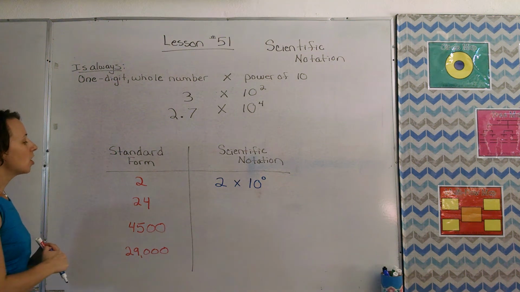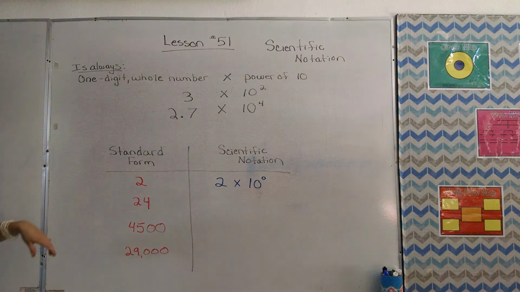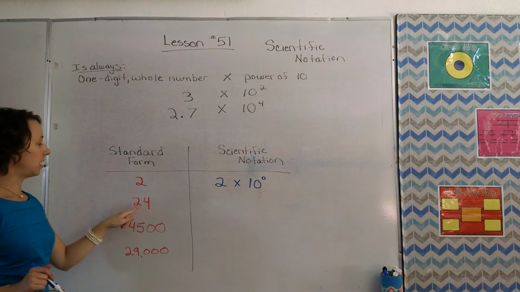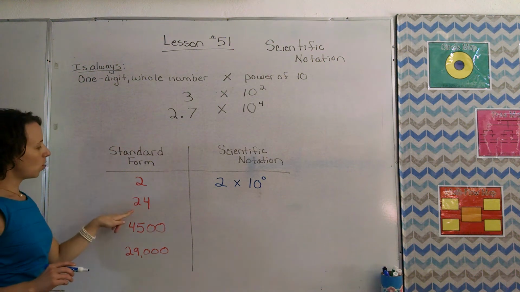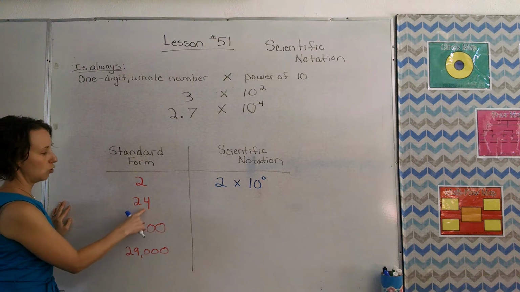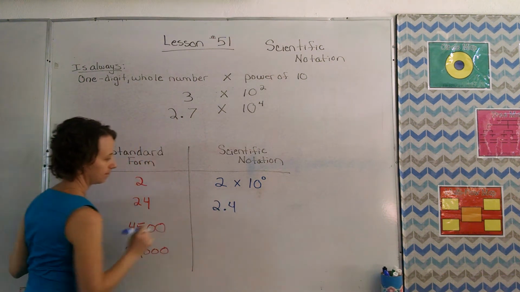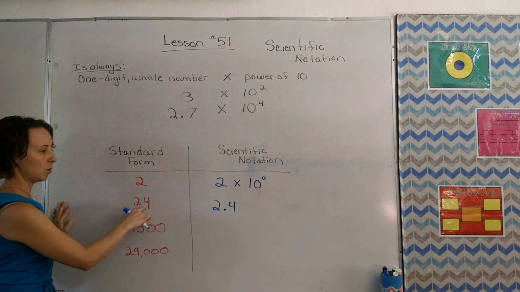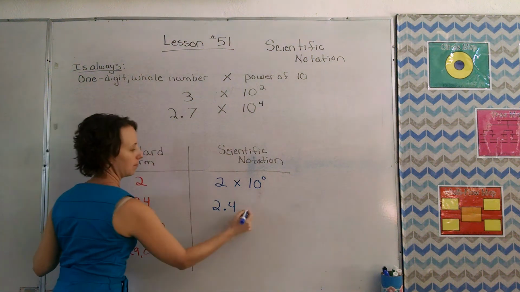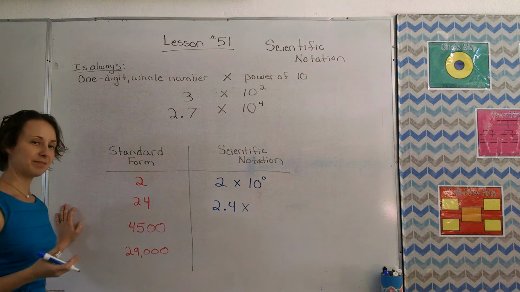Okay, let's try another one. 24. I want 24 first to be written as a one-digit whole number. Well, this has 2 digits in it, 1, 2. So I want to move my decimal place over 1 here and make it 2.4. See what I did? All I did is move the decimal, so I have a one-digit whole number. Okay? Times a power of 10. So 10 to the something.